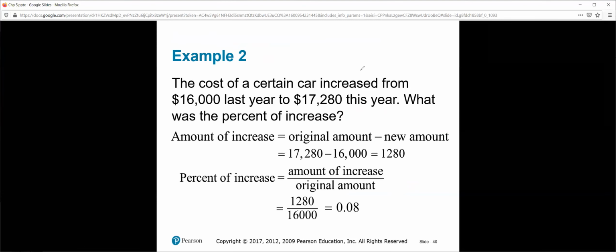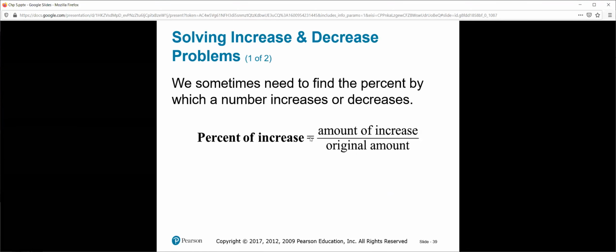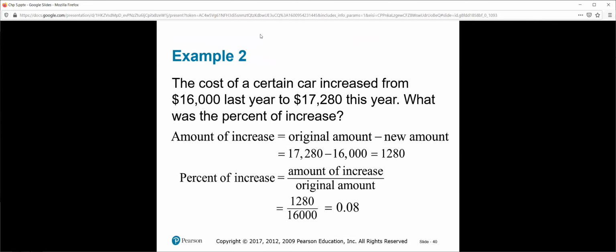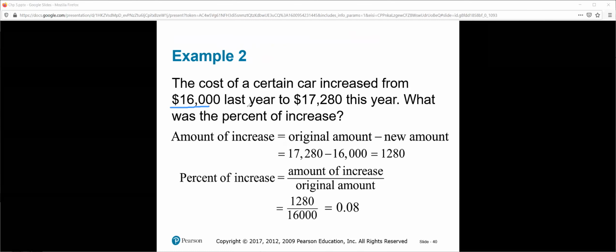The cost of a certain car increased from $16,000 last year to $17,280 this year. What was the percent increase amount? Okay, so what do I need to do? I need to look at my equation. Percent increase equals amount of increase over original amount. Find what I know, solve for what I don't. What do I know here? Well, I've got two different numbers, and I have a question mark next to percent. So here is my equation. My percent is my unknown. I don't know the percent, so this will be my variable.